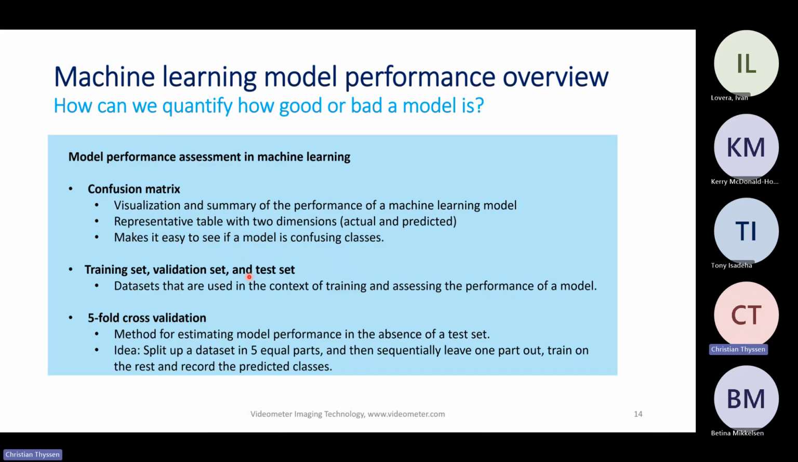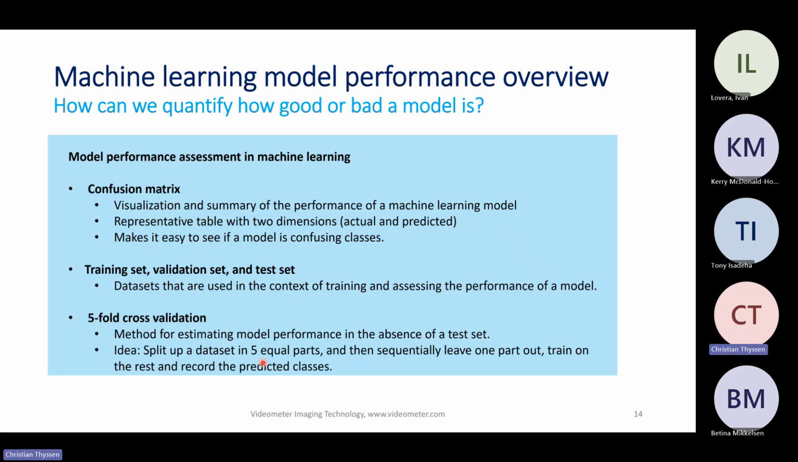There are also three important concepts to keep in mind. So there's the training, validation, and test set. These are data sets that are used in the context of training and assessing the performance of a model. And finally, we use a specific method when you do not have a test set, which is called 5-fold cross-validation. I'll also get back into what this means. But from a high level view, this is a method for estimating performance when there's no test set.